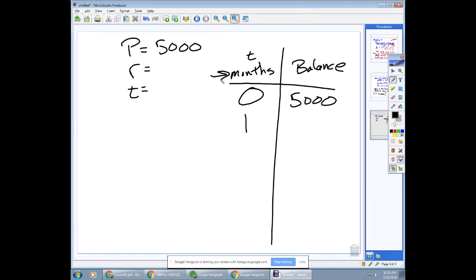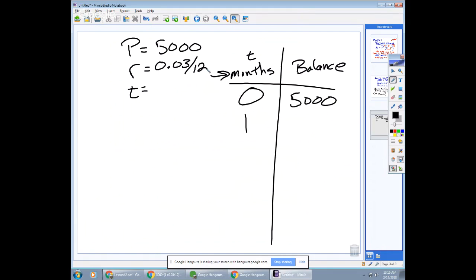It's 5,000 times parentheses 1 plus 0.03 divided by 12. Okay, so you got a monthly rate by taking the 3% and dividing by 12. Correct. You have to adjust for a monthly rate here because she's getting interest every month.